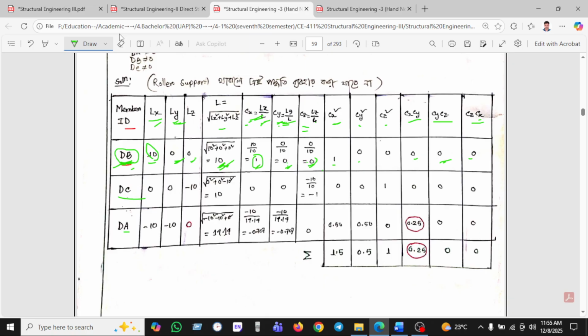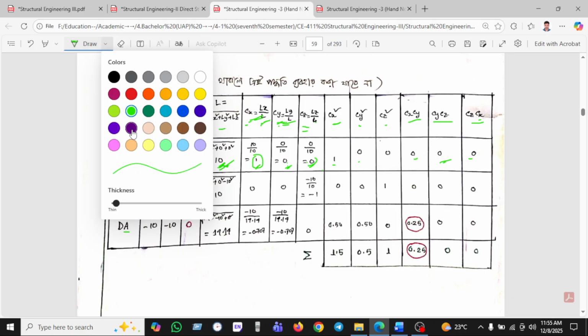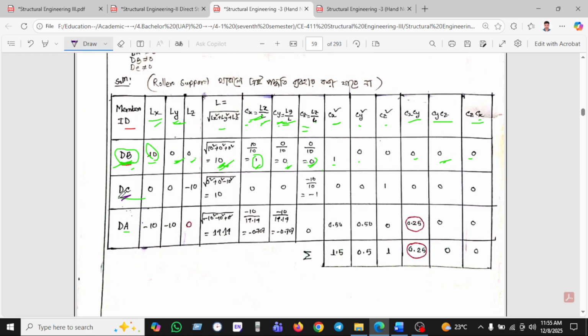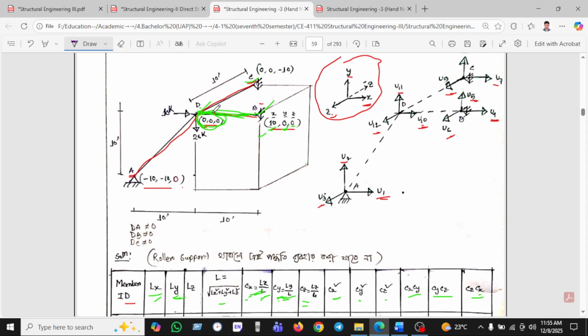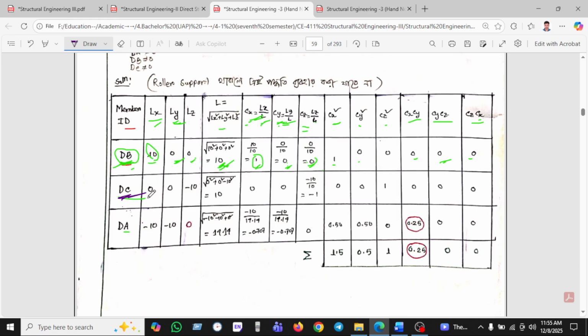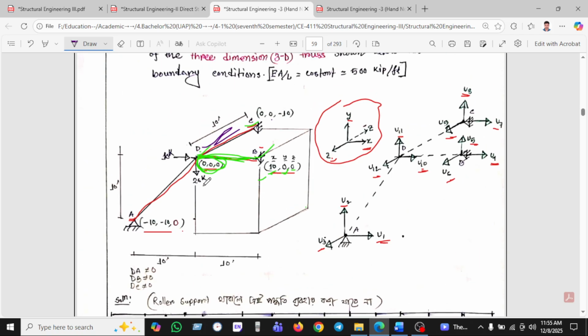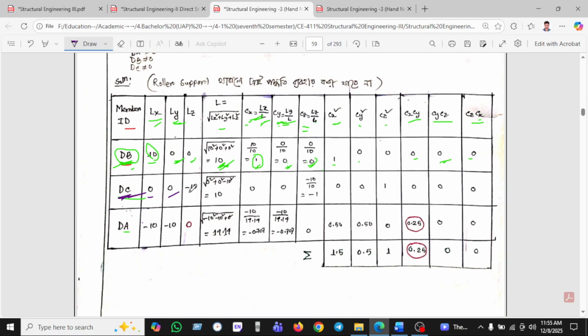Now let's see another member, the dc. This is the dc member. The x direction is 0, y is 0. So lx is 0, ly is 0, but lz is minus 10.